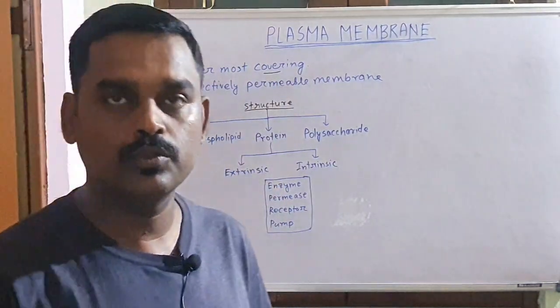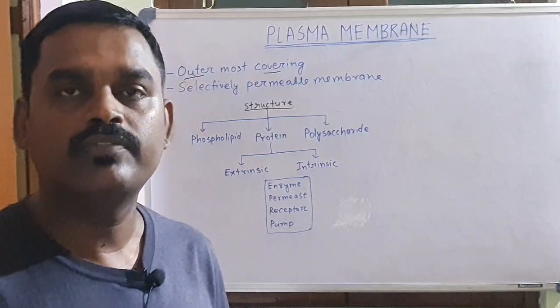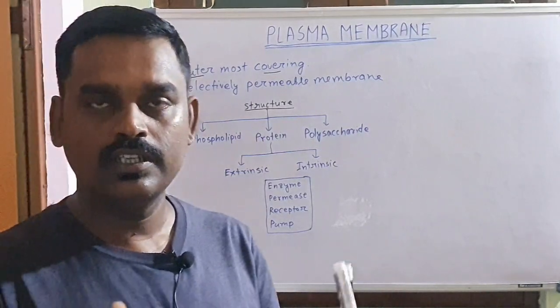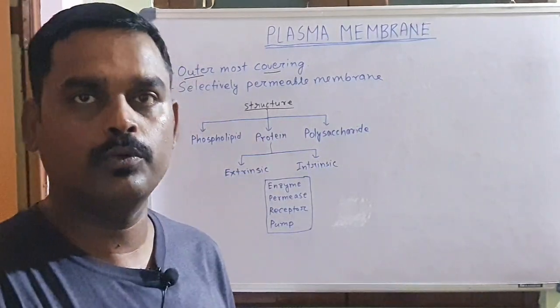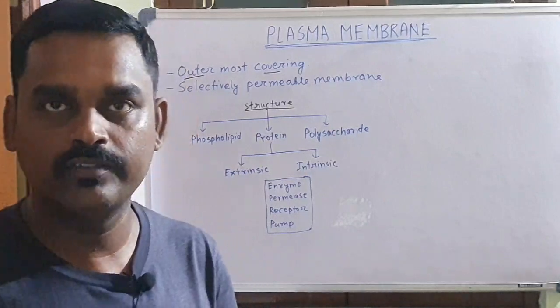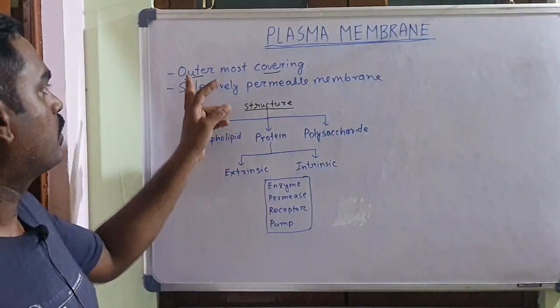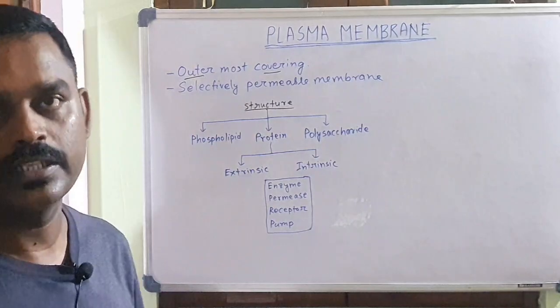As the outermost covering of the cell, the main function of the plasma membrane is to separate the cellular components from the external environment. This is the significance of the plasma membrane being the outermost covering.